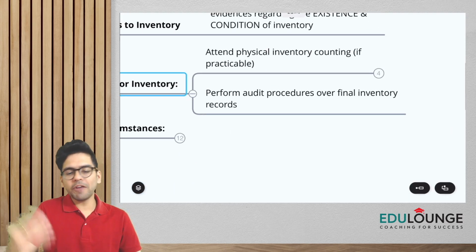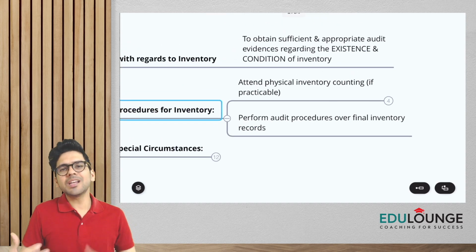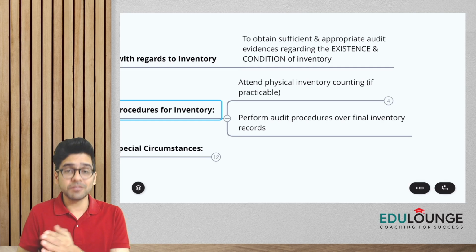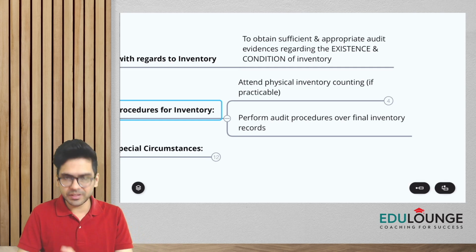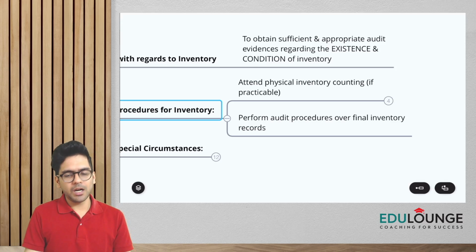It says you have to attend the physical inventory counting if it is practicable. So see, doing the physical verification is the responsibility of the management, but as an auditor, we have to be present there. So unless it is impracticable, you have to attend the physical inventory counting, guys.